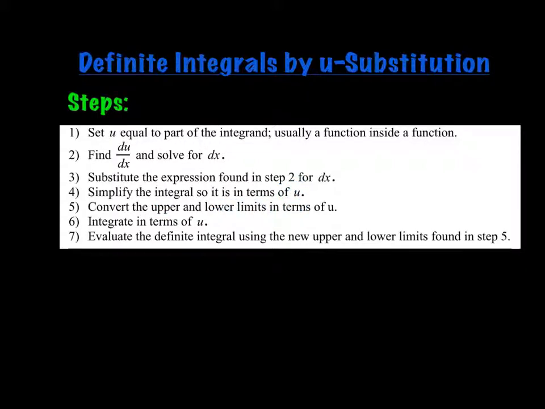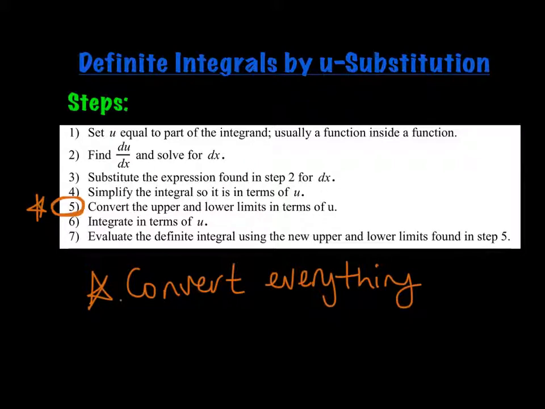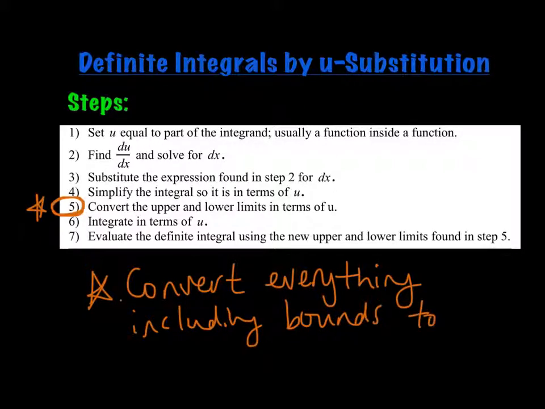Now we have to worry about those limits, or we call them bounds. So this is the step that is definitely new. We now have to convert the upper and lower bounds or limits in terms of u. So that is crucial. Everything has to be in terms of u. So that is really a big deal. Convert everything, including bounds, to be in terms of u. So that is the huge step that we have to remember. Then we integrate, and then we evaluate the definite integral using the upper and lower bounds from step 5.